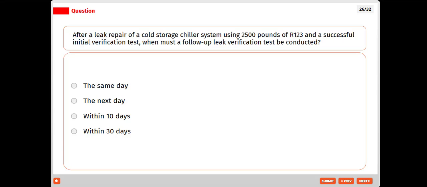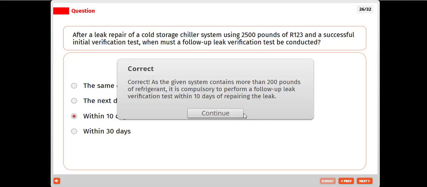After leak repair of a cold storage chiller system using 2,500 pounds of R123 and a successful initial verification test, we must follow up, and the leak verification test can be conducted within 10 days.